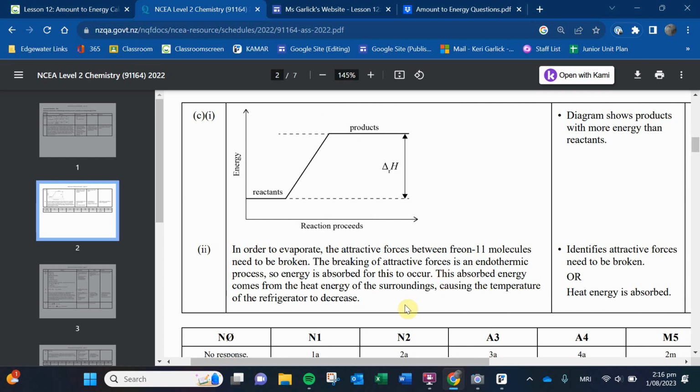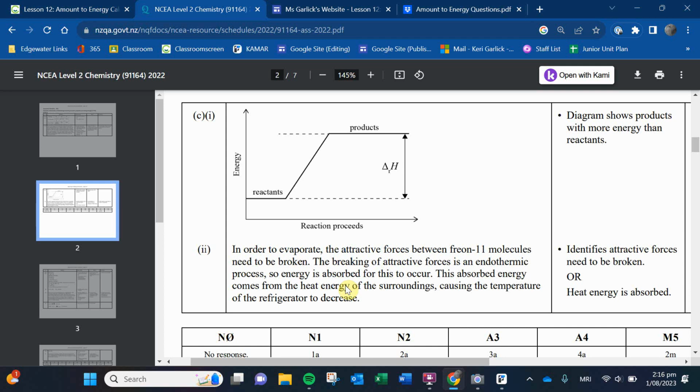The other thing that I would say makes this a more full answer, an excellence, is that they recognize the heat energy is coming from the surroundings. If you just say, oh, it's absorbing heat, it's not as full an answer as it's absorbing heat from the surroundings. So those would be the things I would be looking for in regards to the excellence. And also mentioning of the fridge.